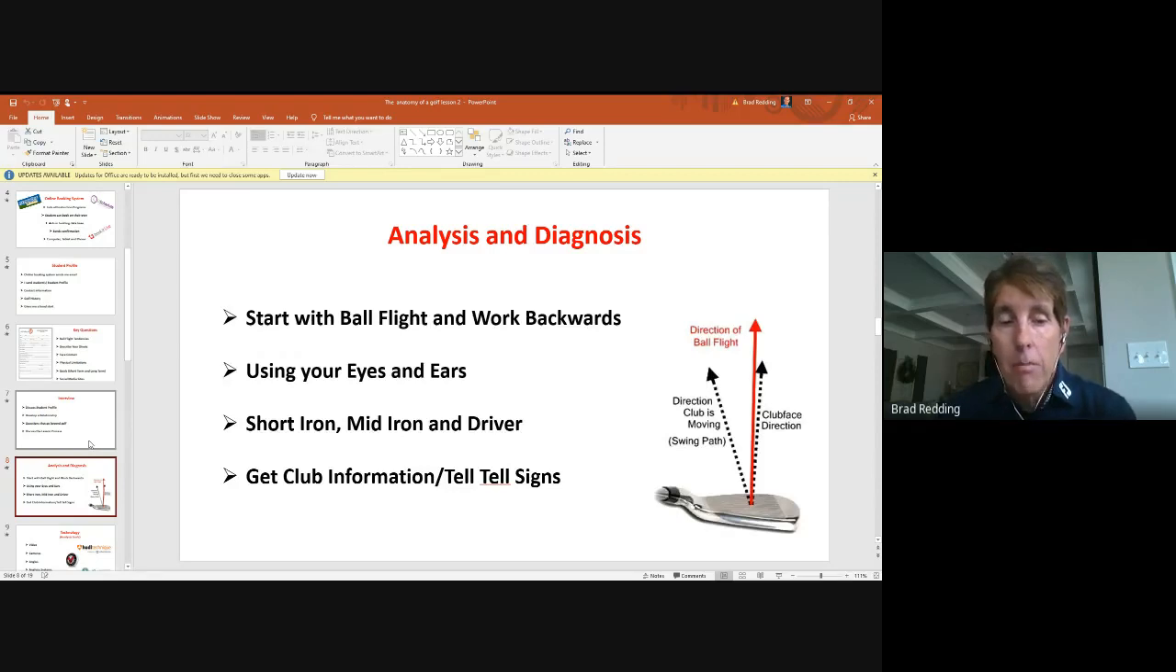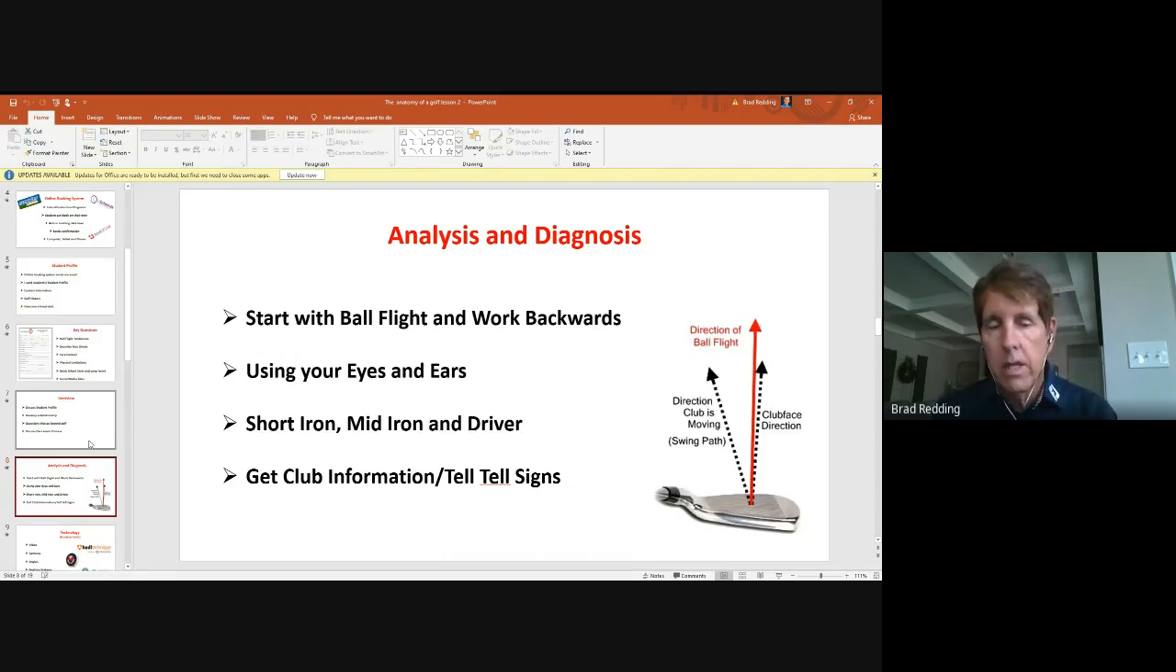And I am definitely a path and face kind of teacher. How you do it yourself is up to you. I'm a face and path teacher. I'm going to work a lot on what the club does and what the face does. So by looking at the downswing as far as the path and the face, I can get a good idea of what's happening at impact.